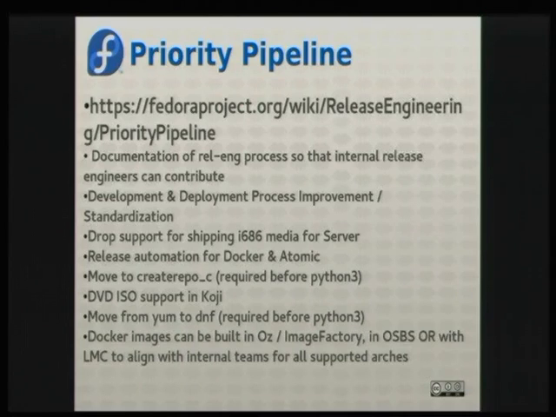There's a lot of stuff that needs to be worked out as far as the release and creation of Docker and Atomic. We have a few things in our priority pipeline that are related to switching to Python 3, and we need to make everything use createrepo_c because it has a Python 3 API and createrepo never will. We need to move things from Yum to DNF because Yum's never going to have Python 3 APIs.